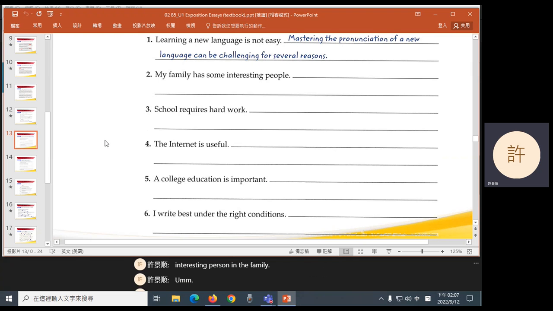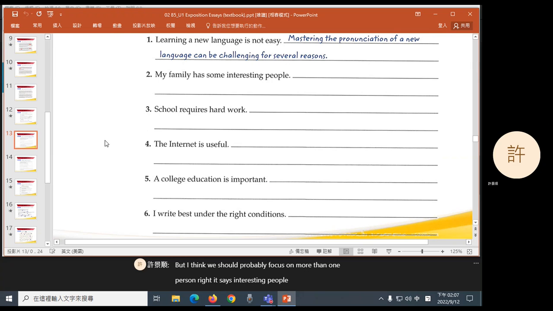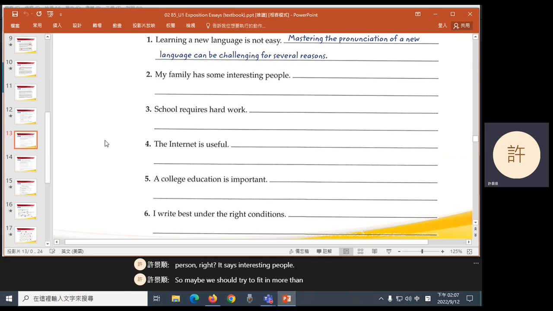But I think we should probably focus on more than one person, right? It says interesting people. So maybe we should try to fit in more than one person in the thesis statement. So we can say like, my younger brother speaks Taiwanese in an interesting way. And my grandfather speaks Chinese in a very similar, interesting way. So it gives more than one person.